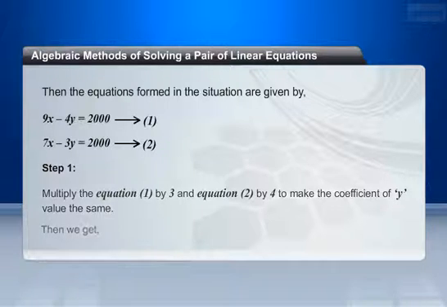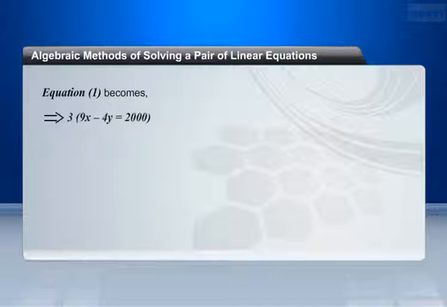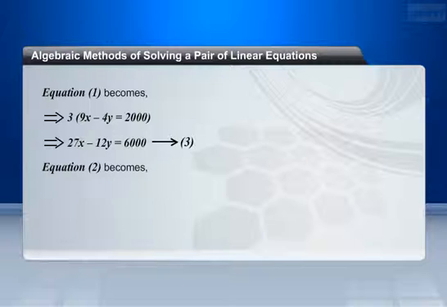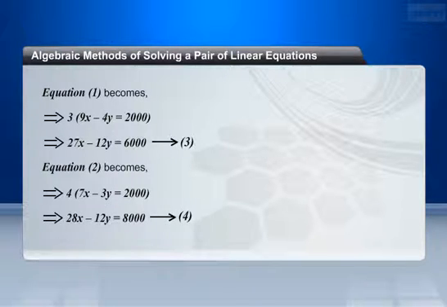Then equation 1, that is, 9x minus 4y equals 2000, becomes 3 into 9x minus 4y equals 2000. This implies that 27x minus 12y equals 6000, make it as equation 3. Equation 2, that is, 7x minus 3y equals 2000, becomes 4 into 7x minus 3y equals 2000. This implies 28x minus 12y equals 8000. Make it as equation 4.